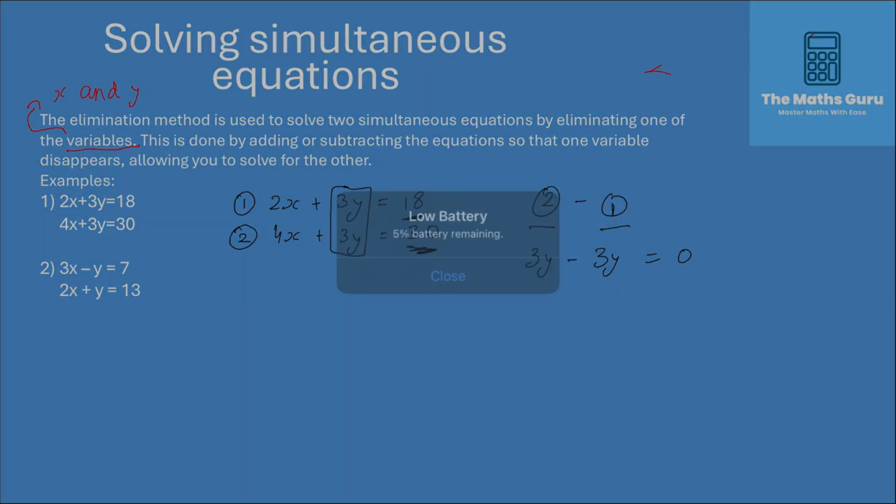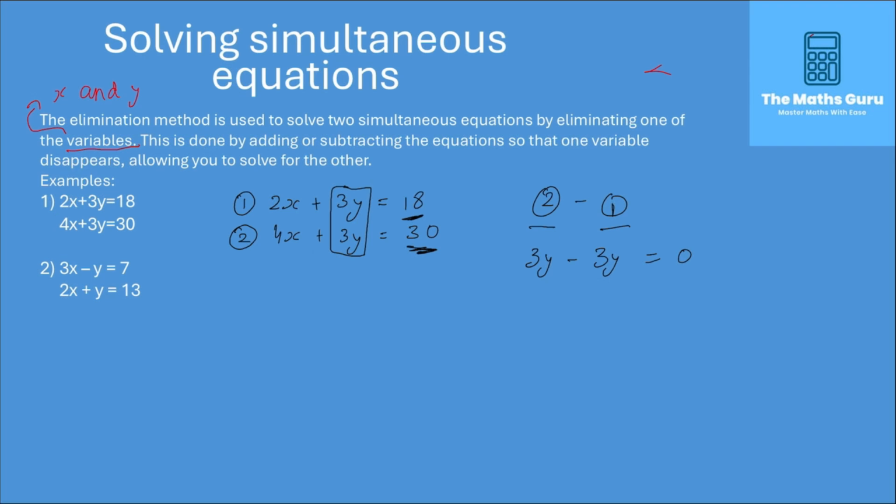Okay, let's do this. Equation 2 minus equation 1. So 4x minus 2x gives us 2x equals 30 minus 18, which is equal to 12. Now this is a standard equation that we've seen many times before. And what we do is we divide through by 2 to get x alone by itself on one side of the equation. So x equals 6.